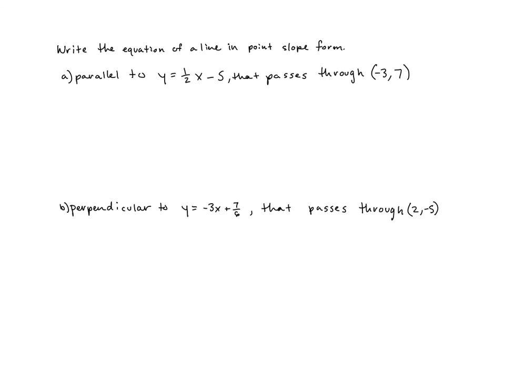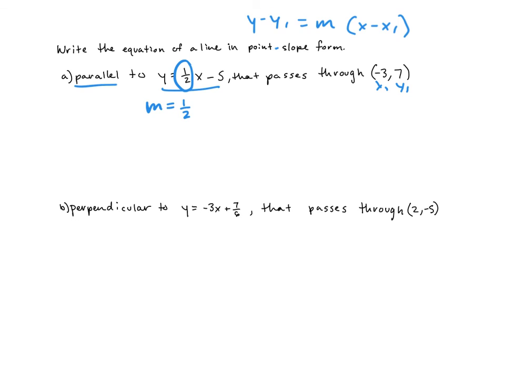Right, so we need to write the equation of a line in point slope form. So point slope form is y minus y1 is equal to m times x minus x1. What's our slope here? So it's parallel to this line. Our slope, when it's parallel, is the same thing. So our slope is 1/2. And it passes through this point. So this is our x1 and this is our y1.